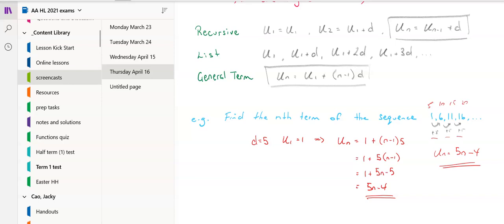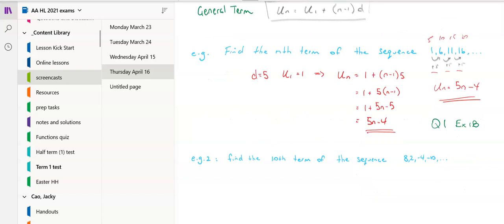Okay, so what I'd like you to do now is go and do question 1 from exercise 1B. And then once that's done, head on back and we'll go through the next example.